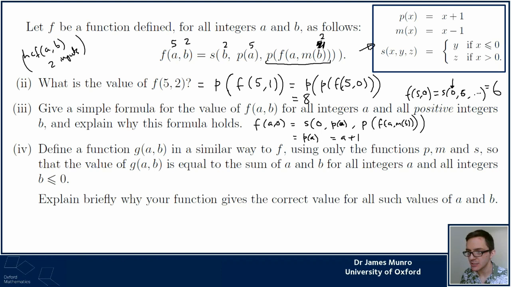For other B's, for B bigger than 0, I'd say that f of A, B is equal to, well, now we're in this case where the argument is bigger than 0, so this is going to pull out the second thing from this expression, and it's going to say add 1 to the value of the function evaluated with the same A, but 1 less B.